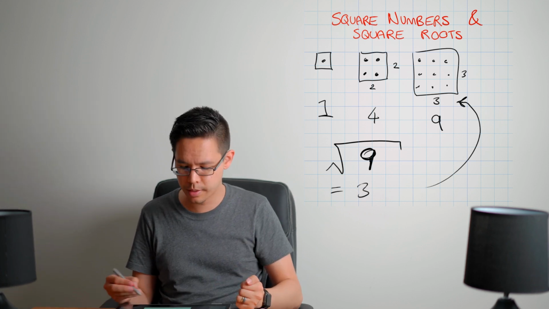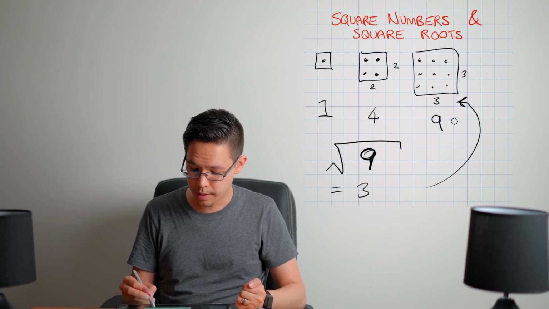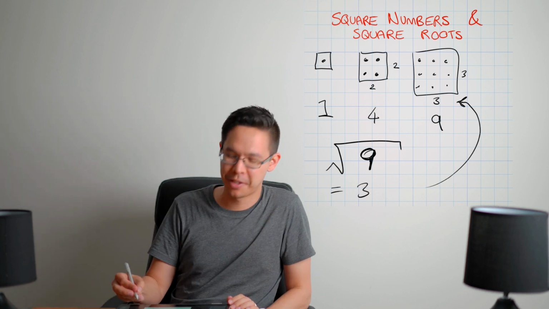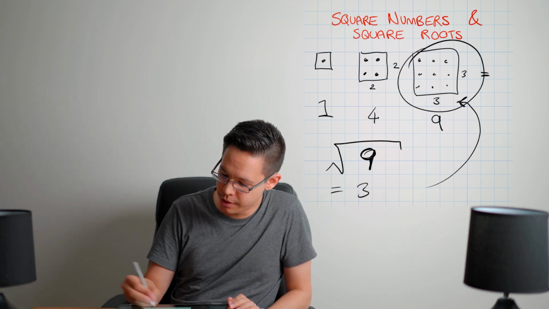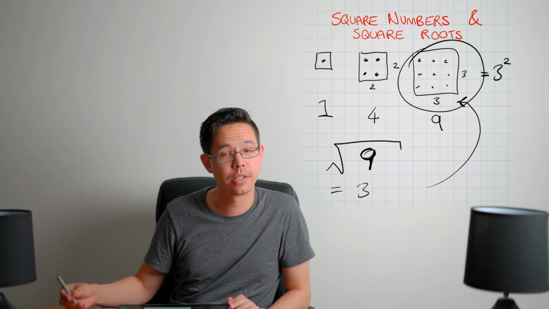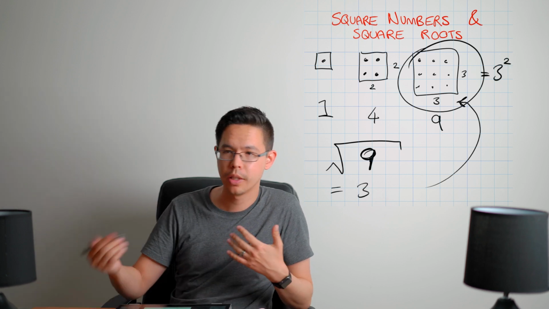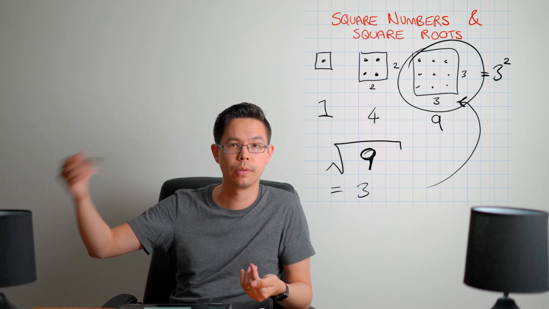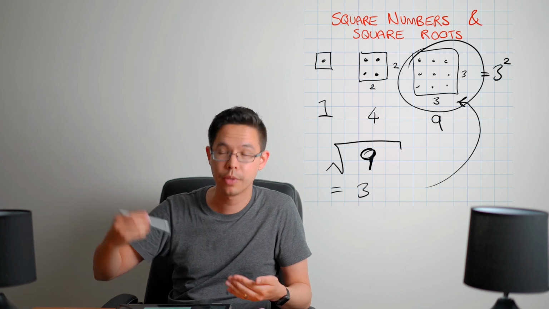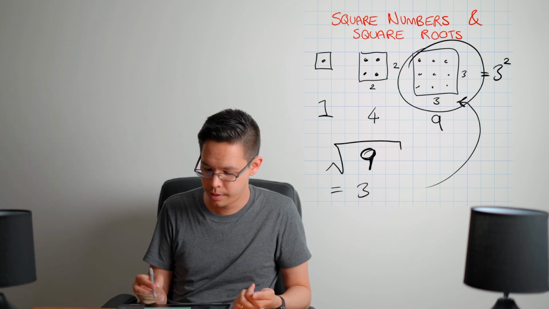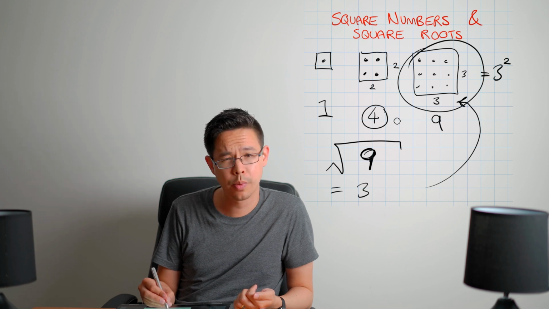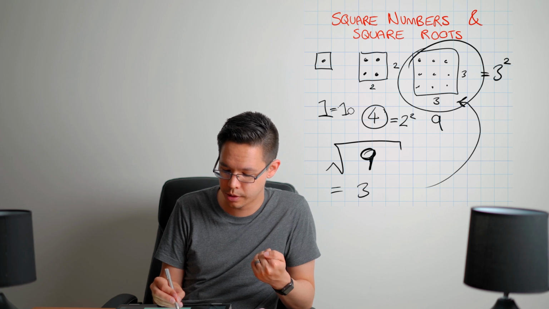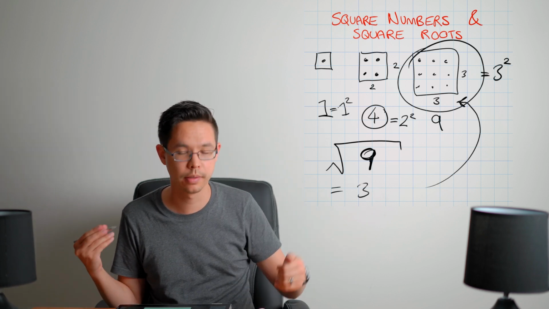So what's going on there? Well, basically, we can say that 9 can be expressed as a square. This whole representation can be represented as 3 to the power of 2. And that's why I mentioned in the previous video about powers that I refer to them as squares or cubes and so on. So 3 times itself gives me 3 squared. Same thing over here: 4 can be expressed as 2 squared. 1 can also be expressed as 1 squared, but obviously 1 times 1 is just 1.